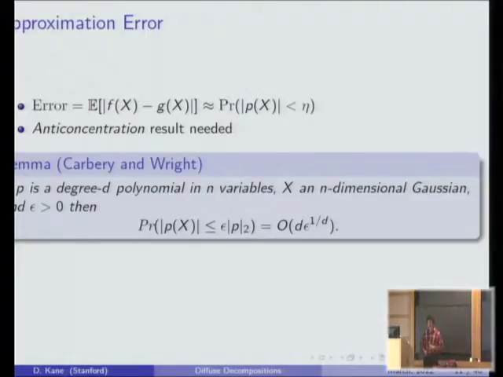And fortunately for us, we have the following lemma of Carbery and Wright, which says that if p is a degree d polynomial, x is a random n-dimensional Gaussian, and epsilon is some parameter bigger than 0, then the probability that the absolute value of p of x is less than epsilon times the L2 norm of p is O of d times epsilon to the 1 over d. So at least what this tells us is that if eta is sufficiently small, then this probability can be made as small as we like. So this means that we have an error that's on the order of eta to the 1 over d.